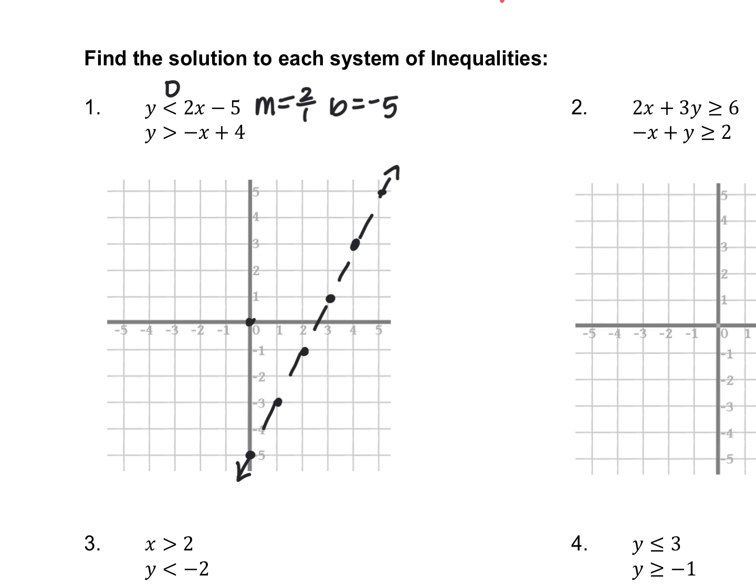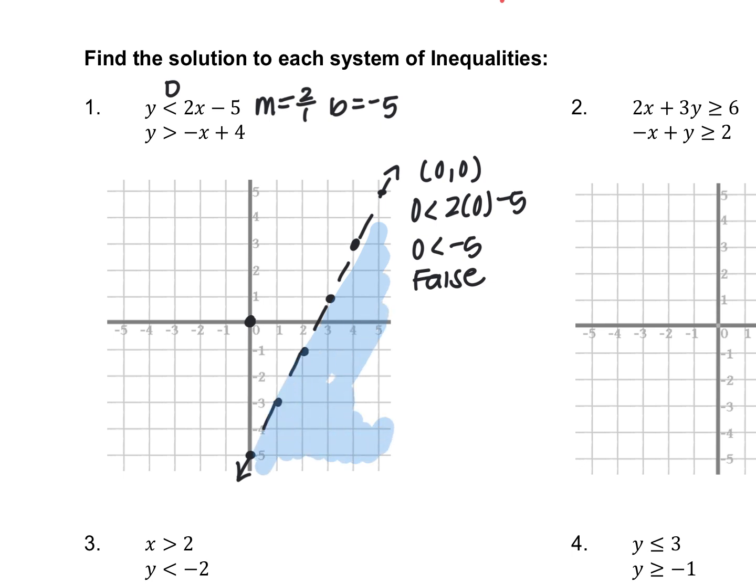Then I'm going to pick my point 0, 0, and plug it in. So I have 0 is less than 2 times 0 minus 5. So 0 is less than negative 5, which is false. So we're going to take one of our highlighters and shade on the side opposite. So this side. You do this twice. And that's all you need for the answer.